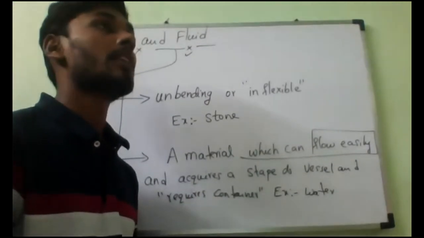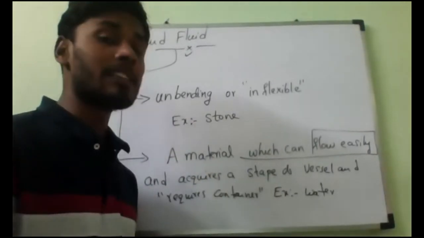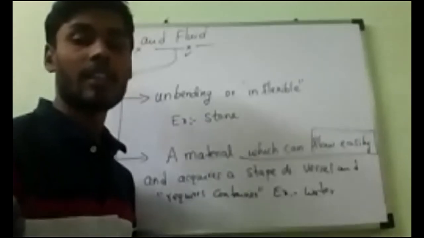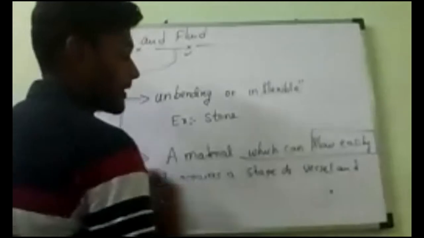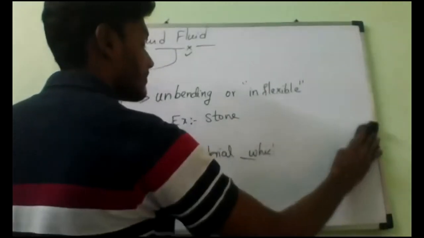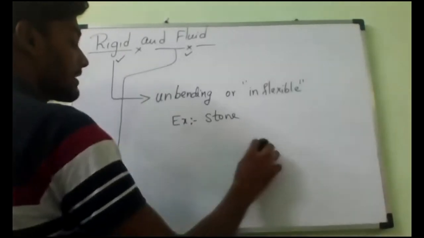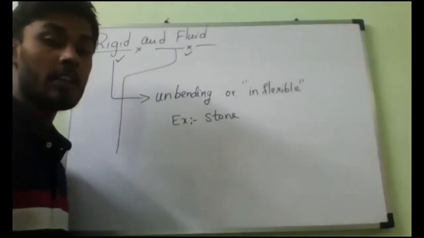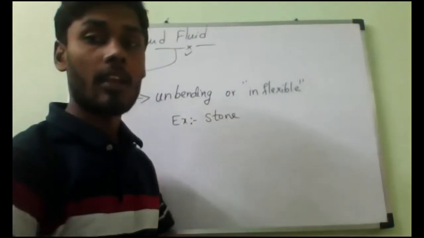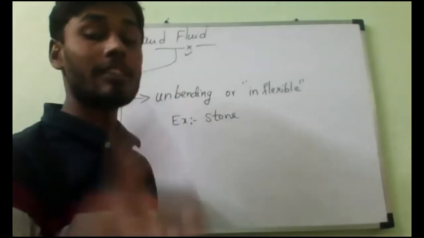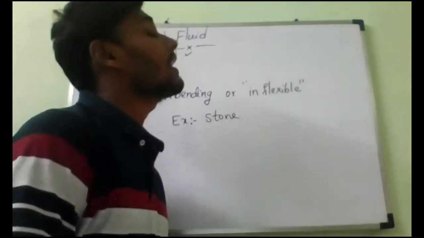Not only water, milk also, and suppose you take gases. Your gas cylinder at home is kept outside or inside the cylinder? Why are we keeping the gas inside the cylinder? Because gas is a fluid which cannot stay outside. If we keep it outside, it will start moving away from us. That is why gas is always stored inside a closed container.